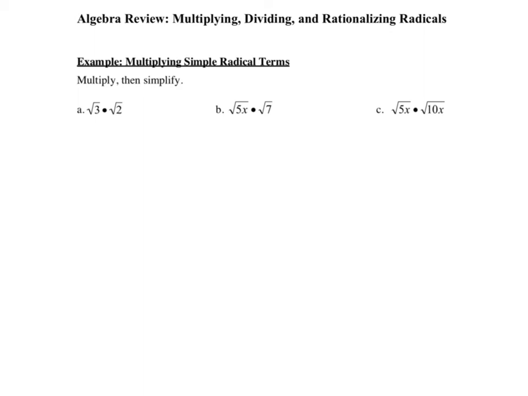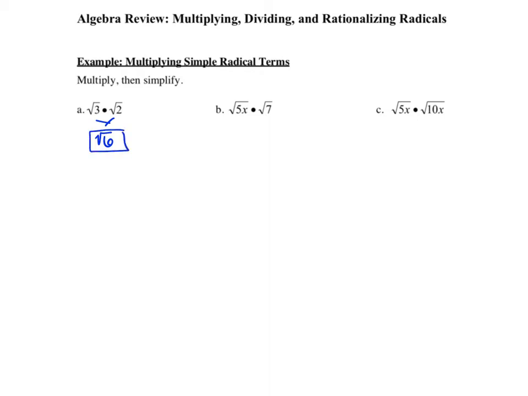All right, guys, today we're going to work on multiplying radical terms. I know the title says dividing and rationalizing, but we're just going to work on multiplying today. So for this first example, when we're multiplying root 3 times root 2, you just simply multiply those together and you get root 6. And root 6 is not a perfect square, so this is actually our final answer.